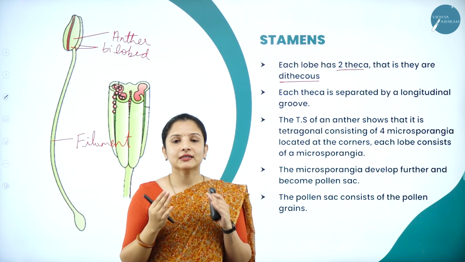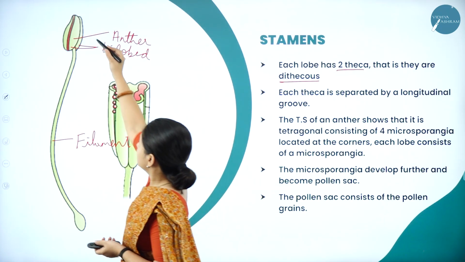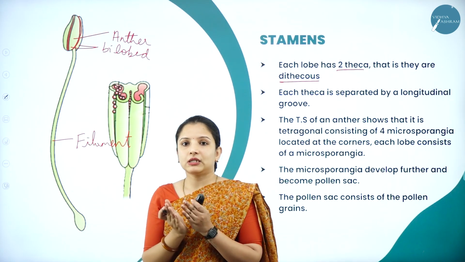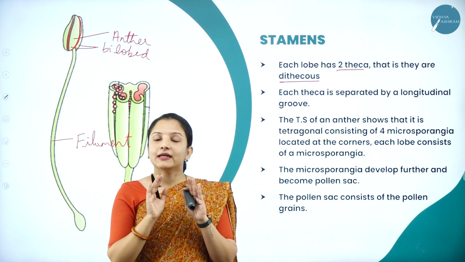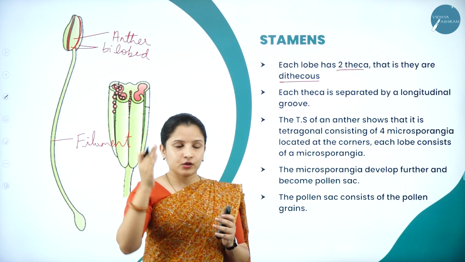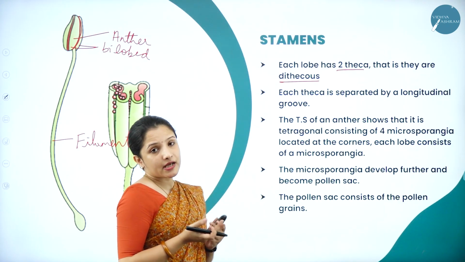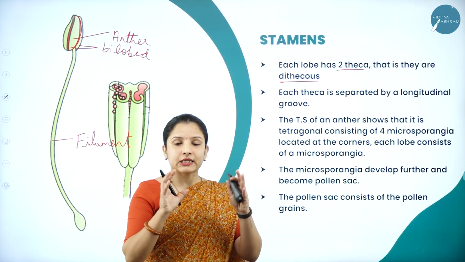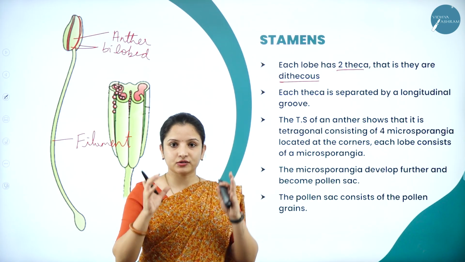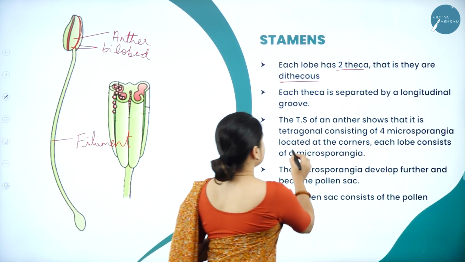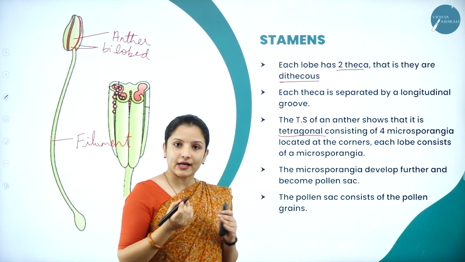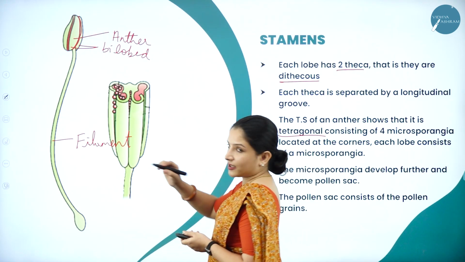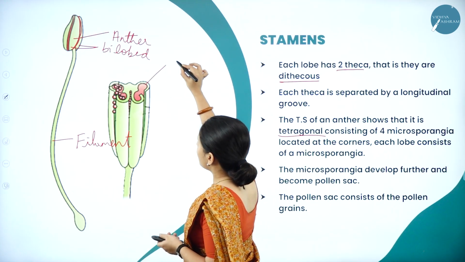And each theca is separated by a longitudinal groove. So you can see a small depression here. This is called the groove. So each theca or each lobe of the anther is separated by a longitudinal groove. And when you take a transverse section of an anther, you can see that it is tetragonal. Tetragonal, it has 4 corners or 4 sides. That is why it is called tetragonal. So in the diagram you can see clearly that when you take a transverse section of an anther, it has 4 corners.